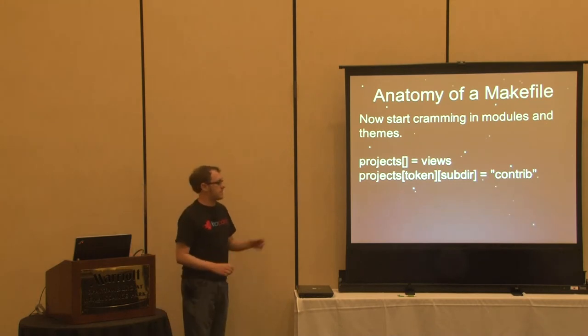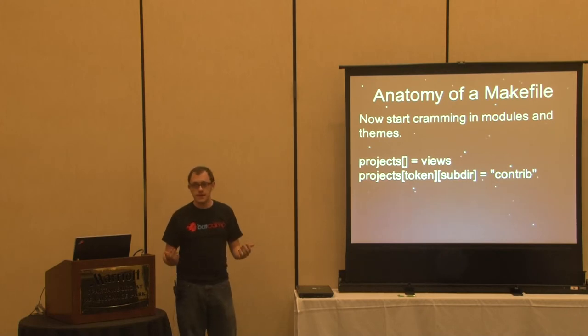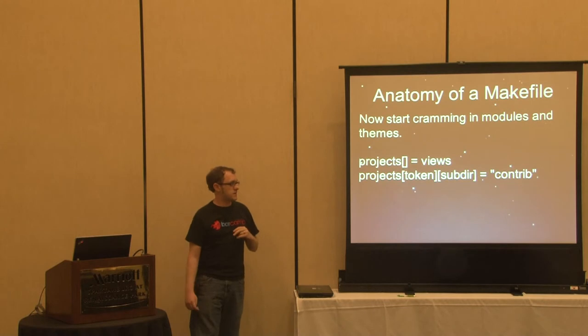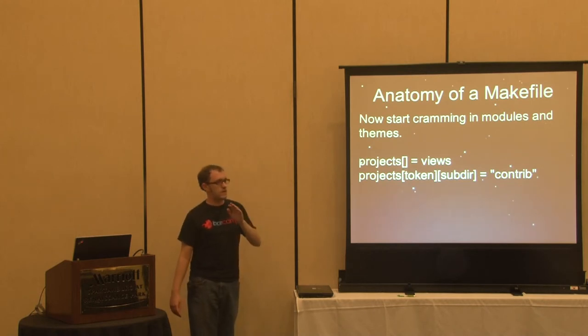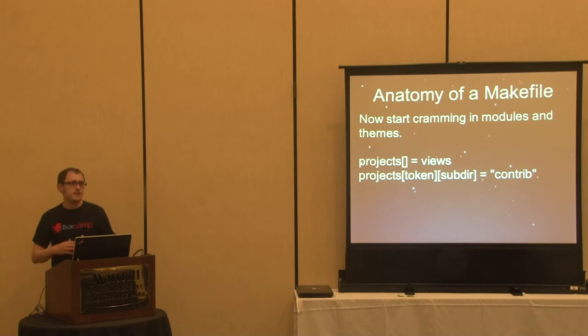But once you've got those first three lines done, we can start putting our own modules in. So the basic version, just projects equals views. That's going to go to sites, all, modules, and throw views in there. But if you run a site where you do a lot of modules and you want to separate contrib from the stuff you're building, there's an additional place in the array where you can say where you want it to go. So the second one here is going to go to sites, all, modules, contrib, token. So you can keep things nice and neat during the install. You don't have to let it happen and then move it all around.